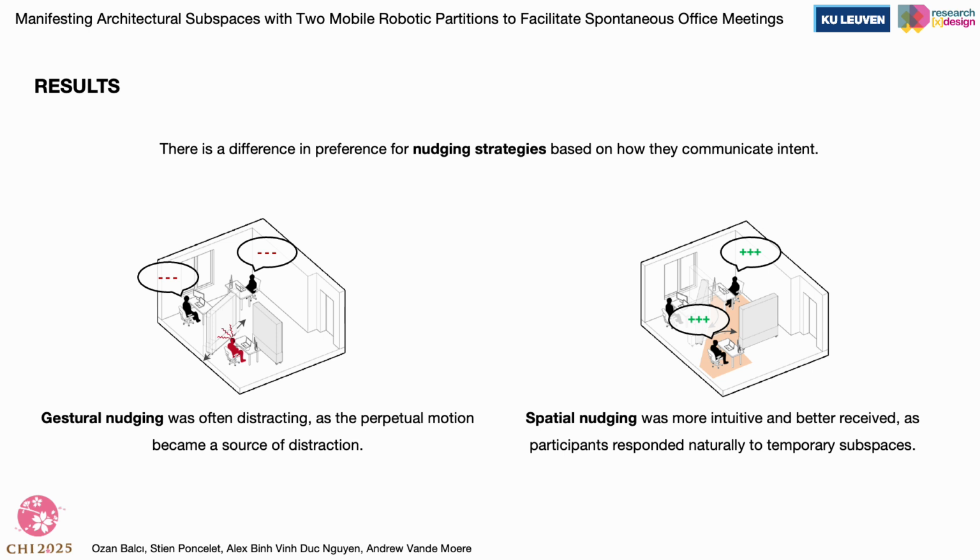Spatial nudging strategy was better received as it made the intention behind the initiation or concluding a meeting clearer. Participants could easily interpret the emerging transit subspace and directionality of it. In summary, gestural nudging introduced unnecessary distractions due to its motion and lack of clarity, while spatial nudging was more effective in guiding participants, though it sometimes limited the sense of control of interaction.